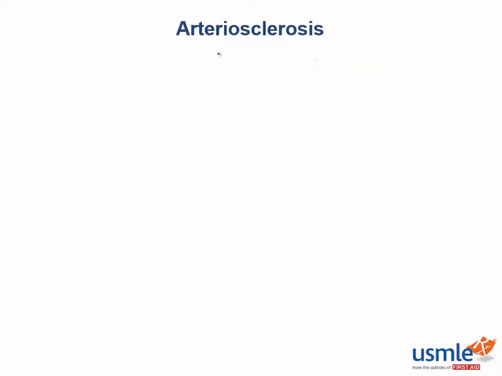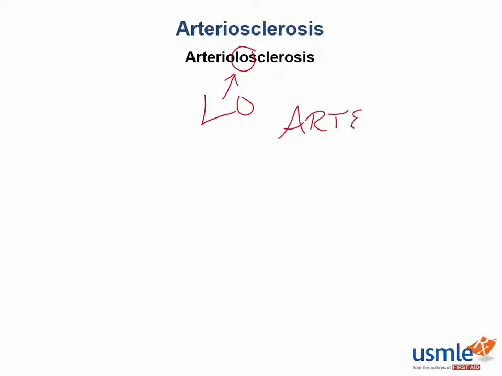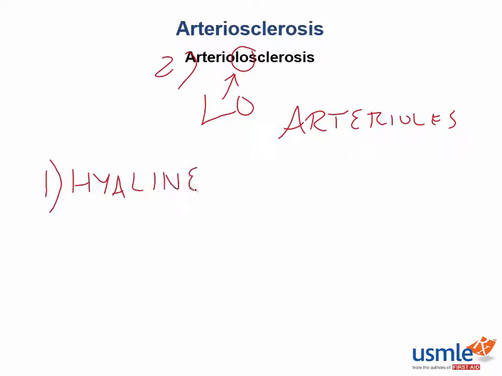So what about arteriolosclerosis? We added some letters in here. By adding this L and O, it means that we're now talking about the smaller arterioles. There are two types of arteriolosclerosis that we need to know about. Number one, it's hyaline arteriolosclerosis, and this can occur in hypertension or also in diabetes mellitus.